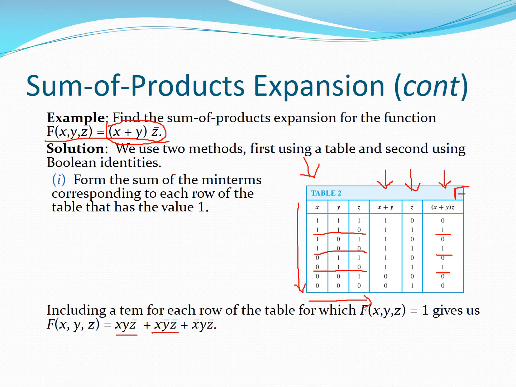Now let's look at the third row that gives you the third minterm. So x is 0, z is 0, and y is 1. So that's going to give you x bar times y times z bar. That is the third term in your sum of products expansion.